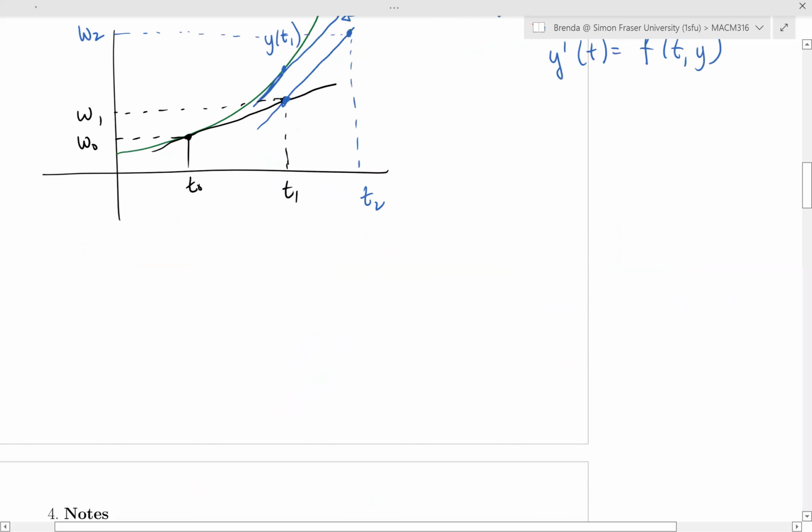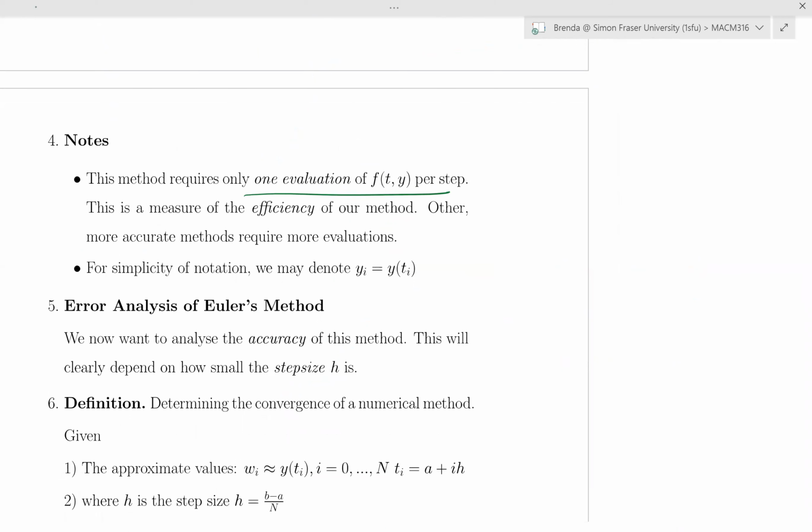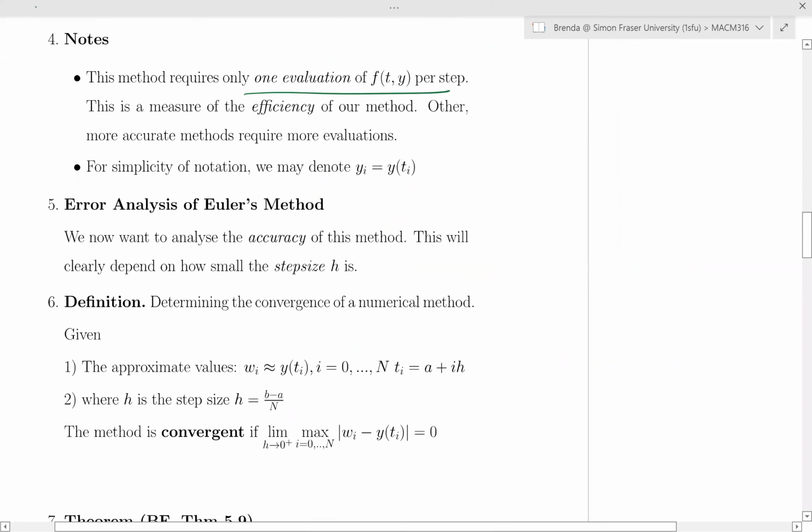The upside of this method, there are some upsides. You only have to do one functional evaluation per step. That's not bad. That's fairly efficient. We're going to see better ways of doing this in the sense that they're more accurate, but they will require more evaluations. I already stated this. Sometimes we simplify the notation in this way. And now we want to know how accurate this method is. I think that clearly depends on how small the step size is.